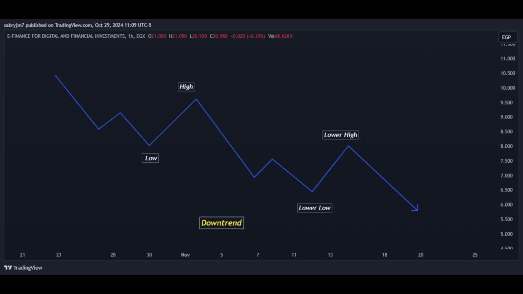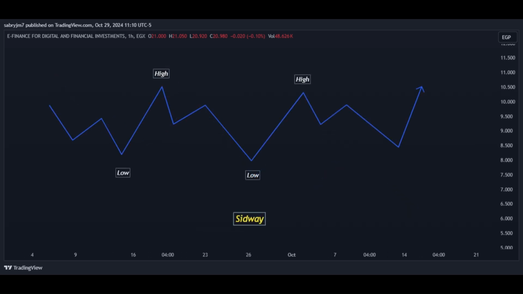Downtrend. This trend occurs when each low is lower than the previous one, and each high is lower than the previous one. In this situation, we look for selling opportunities rather than buying. Sideways trend. In this trend, highs and lows tend to overlap, indicating a period of consolidation or distribution.